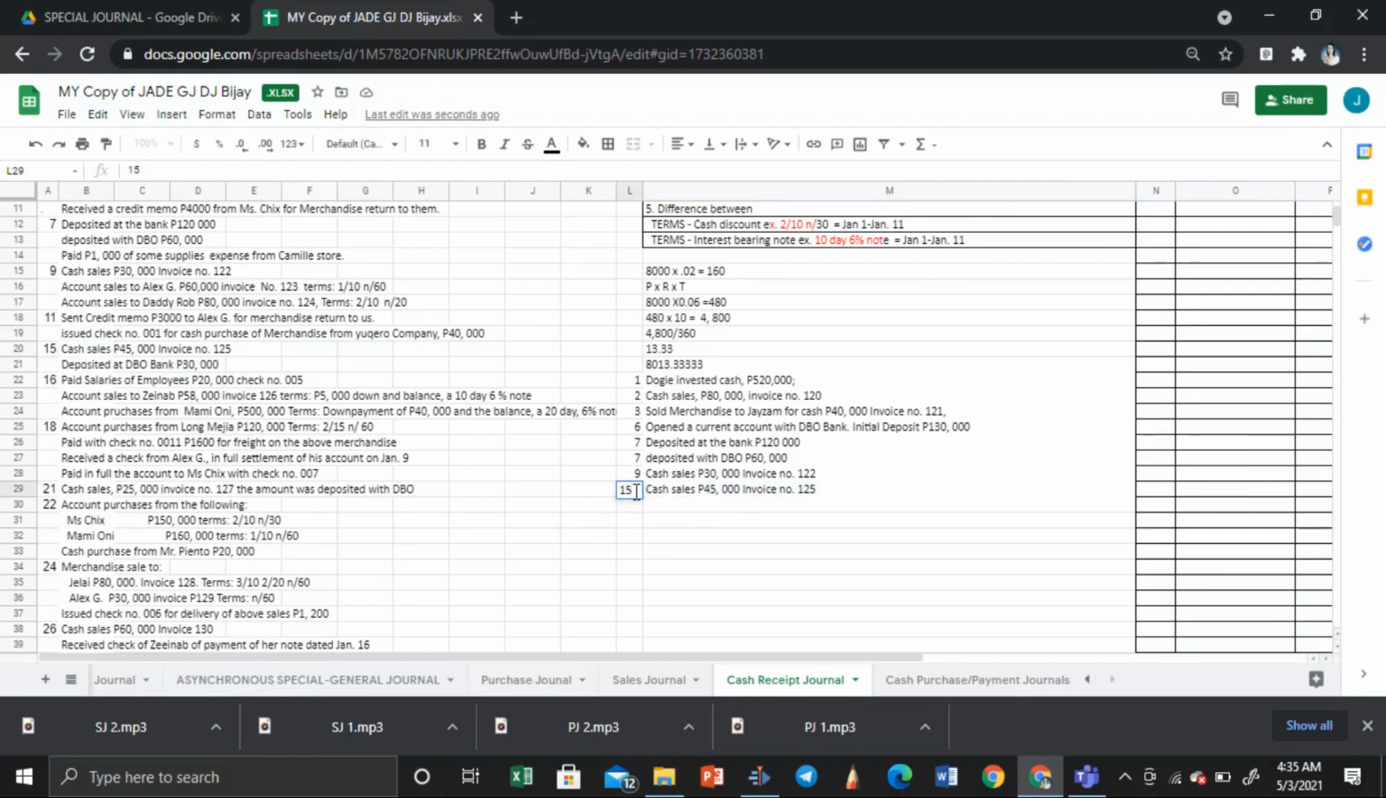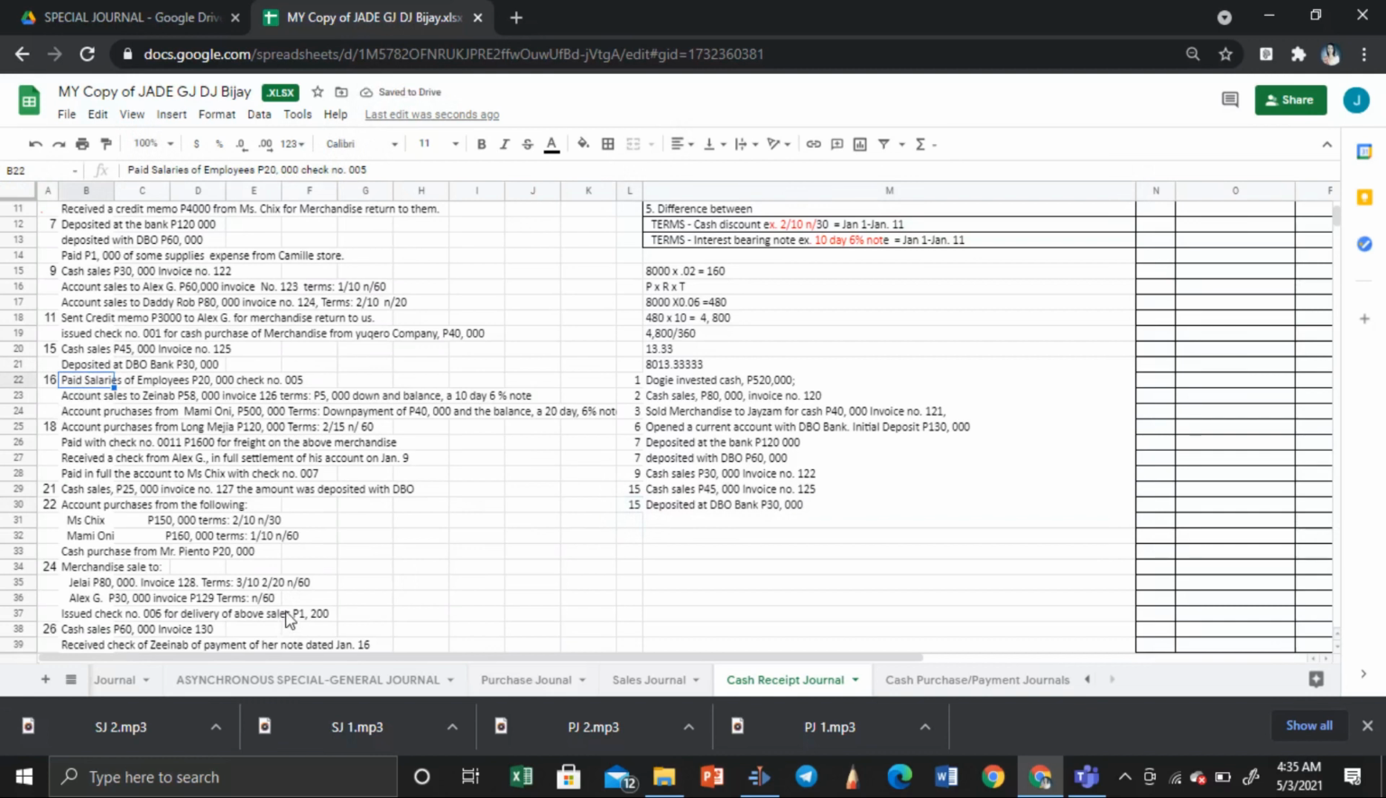On track pa ba tayo? Okay, 15. Next, how about this one? Deposited at DBO Bank, 30,000. Deposit, from the word deposit, nakuha mo na yung clue. Ayan, i-record din po natin yan dahil bangko yan.